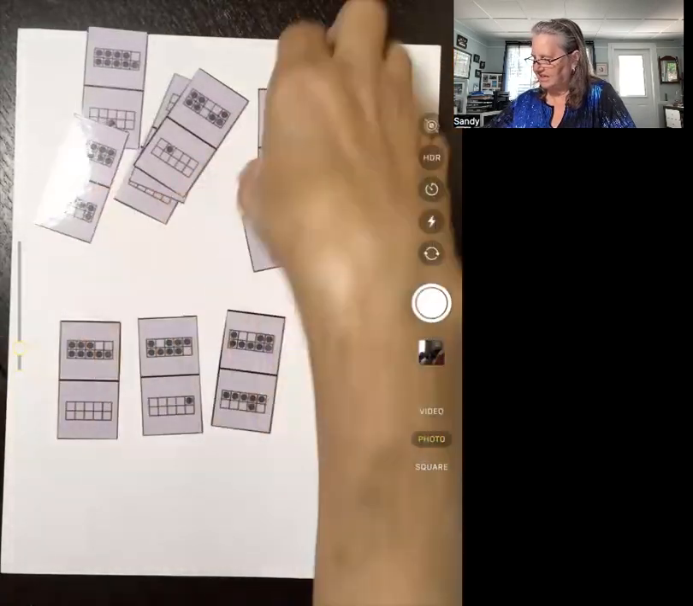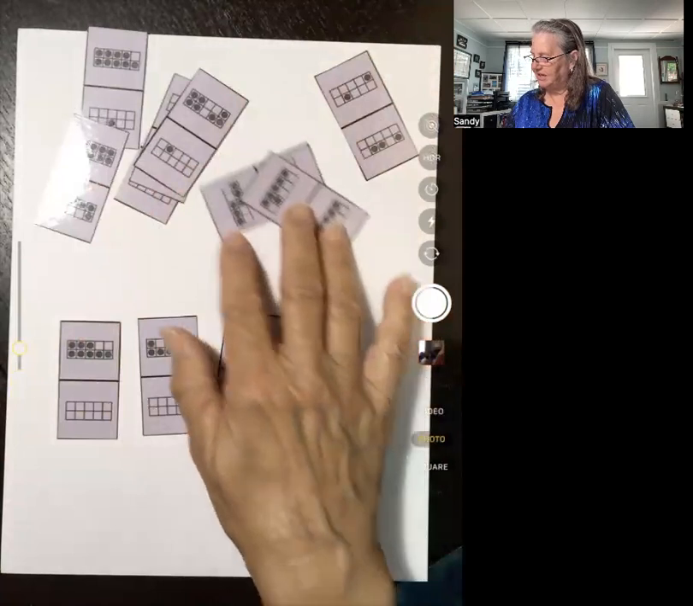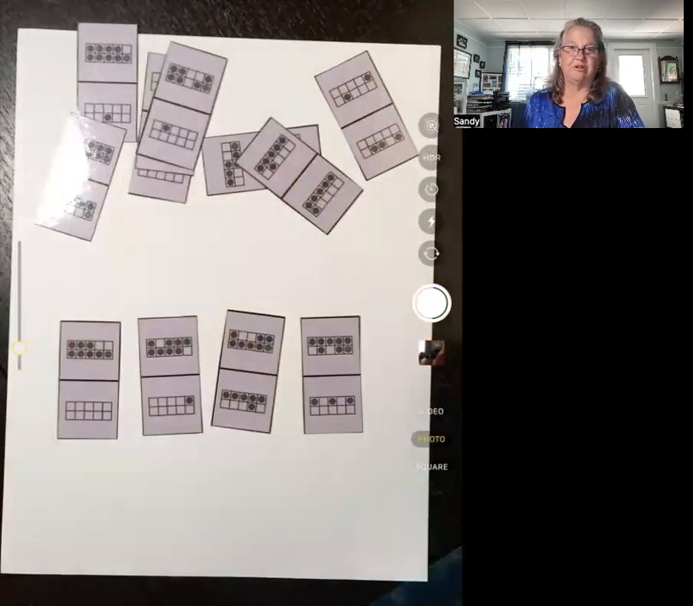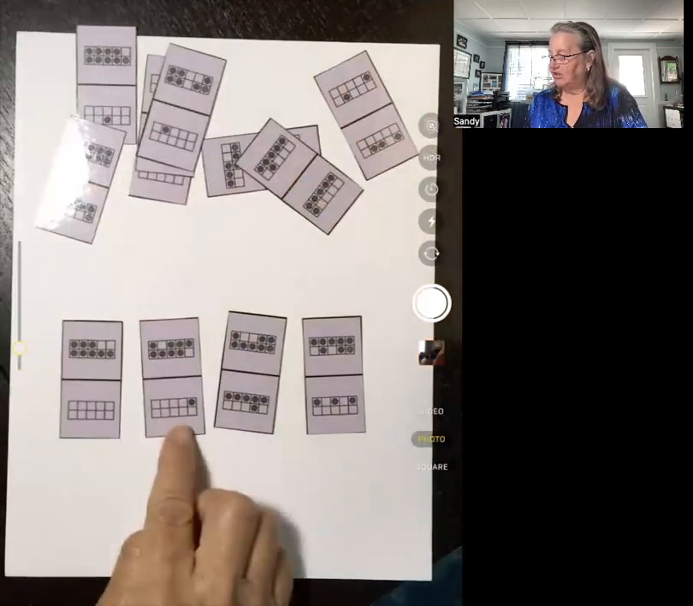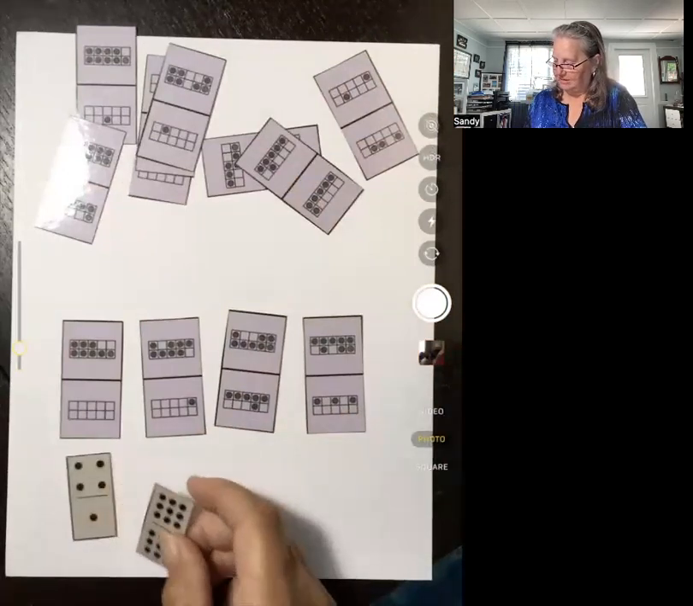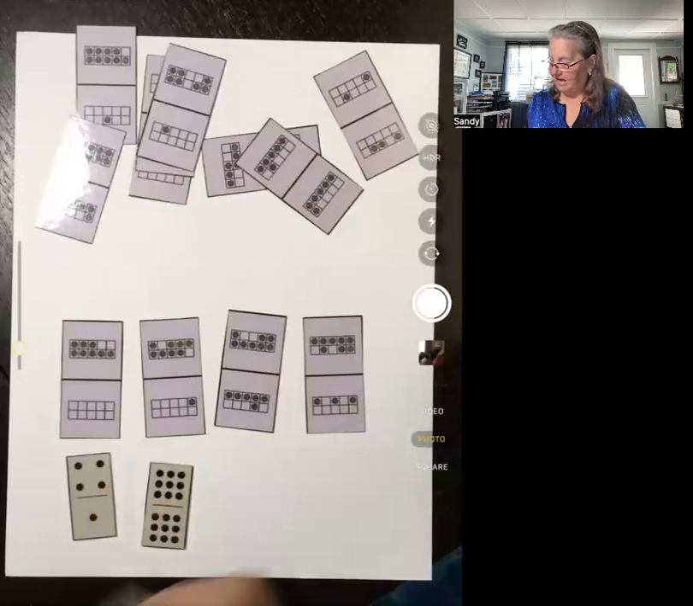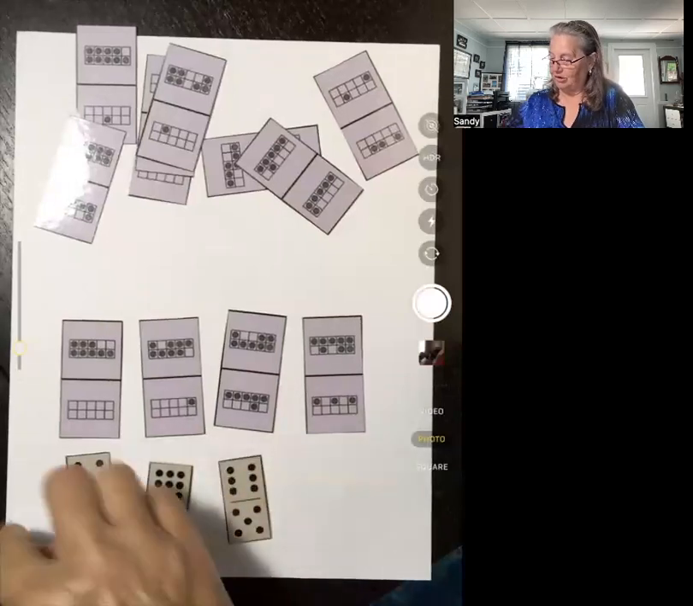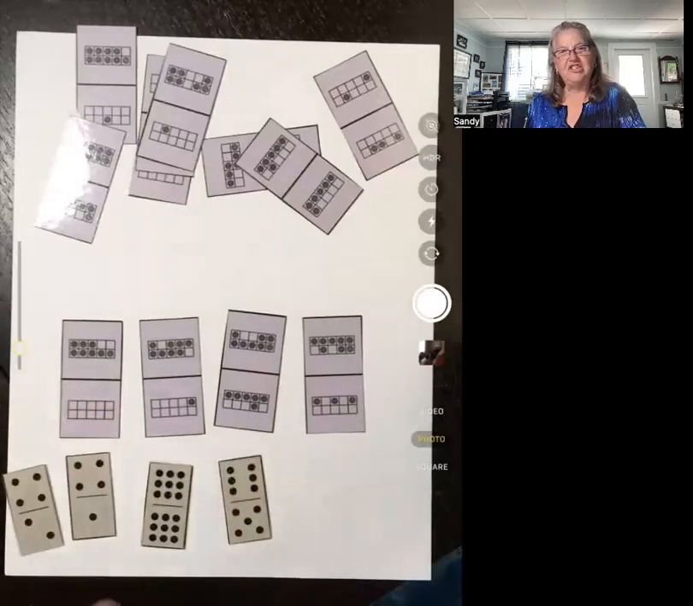See, the nice thing and the challenge with these dominoes, what makes them a little more challenging for your student, is not all 8s look the same. Here, when we use these dominoes, all the 5s look the same, all the 4s look the same. By changing the model a little bit, we add a little more challenge for your child.